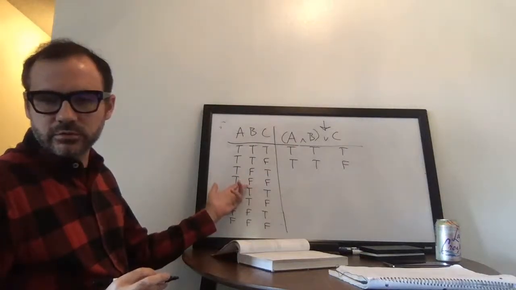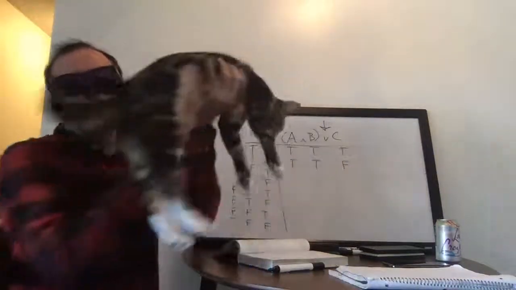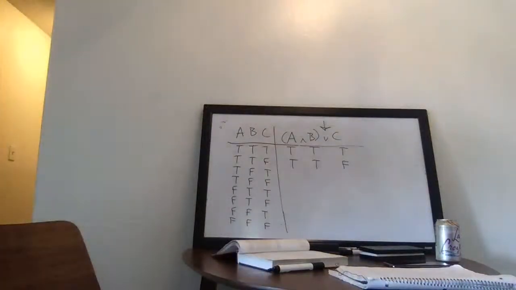Here's the third row, and in accordance with the truth value assignment, sorry, I'll put Eddie in the next room. He's just being too rambunctious. Good boy, I need you to go in there.